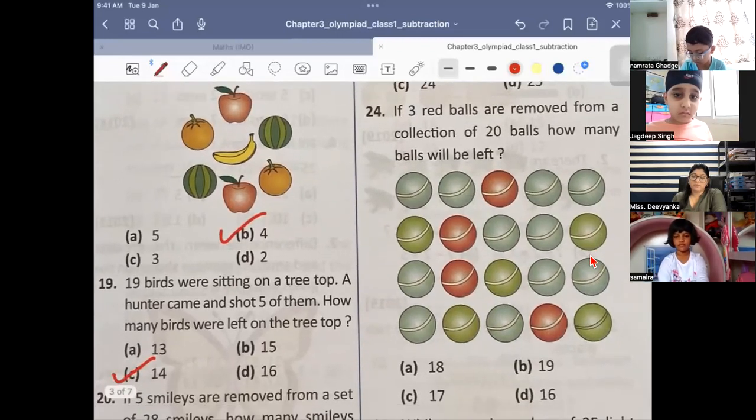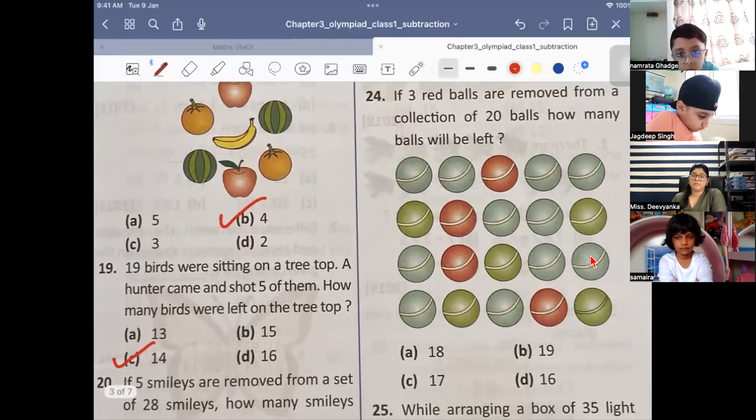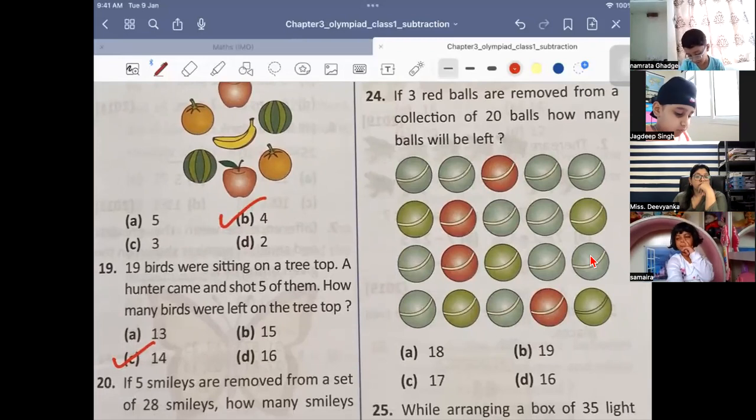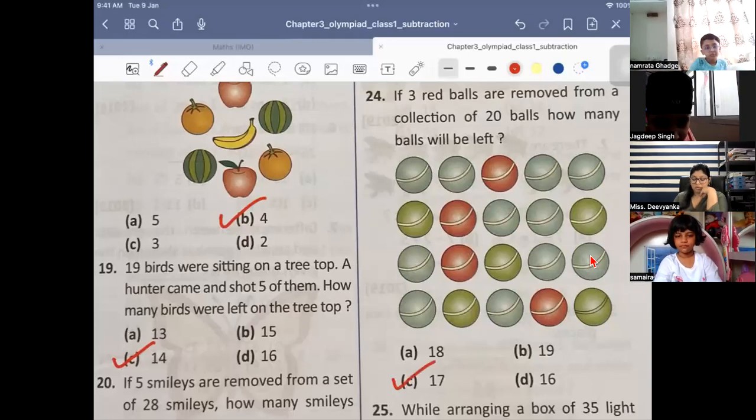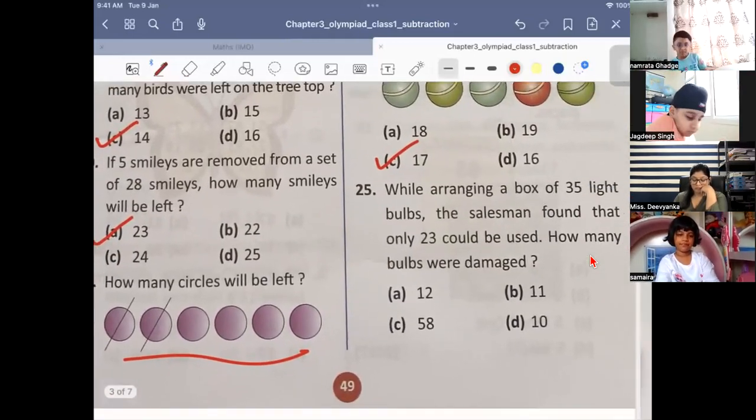Now, question 24. If 3 red balls are removed from a collection of 20 balls, how many balls will be left? 3 red balls are removed. Do it. 17. Correct answer. Option C.